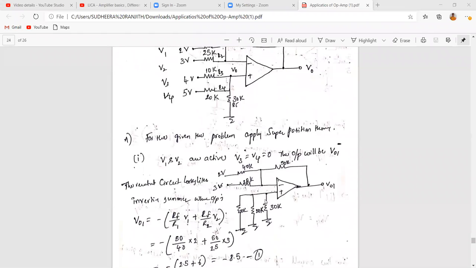V3 and V4 are inactive, this is connected to ground, this one is also connected to ground. So three resistances are connected to ground, whose values are 10k, 20k, 30k. V1 and V2 are active, with 40k, 25k, and the feedback resistance is 50k. Now how does this circuit look?